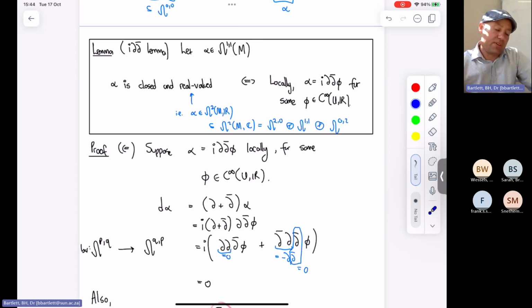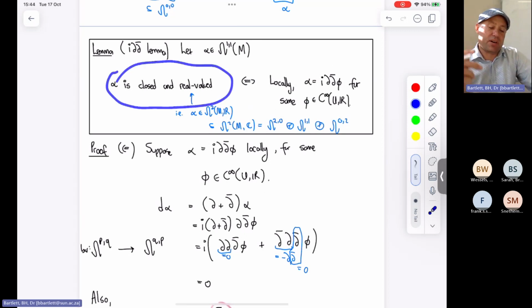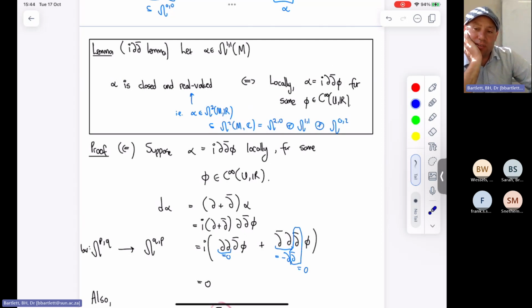Okay, so going from left to right, suppose I've got a closed and real valued two-form on a manifold. So I've got a complex manifold, but I forget about that. I just think about the underlying smooth manifold M, and I've got a two-form on M which is closed. It's a real valued two-form on M, and it's closed. So it's as if I've forgotten about the complex manifold structure. All I know is that I've got a two-form, but now it's a real valued thing because I'm forgetting anything to do with complex numbers.